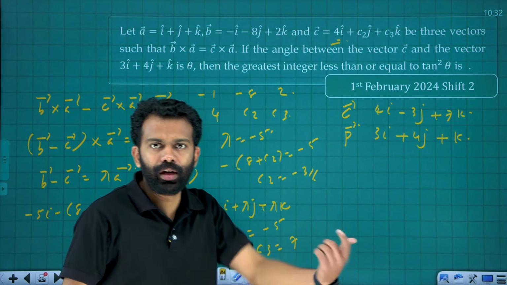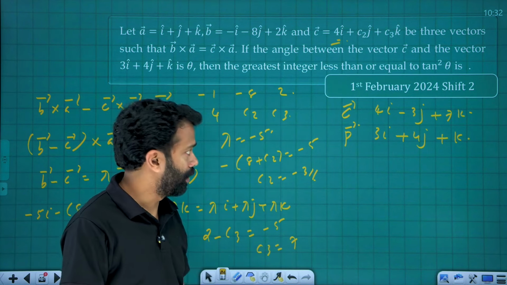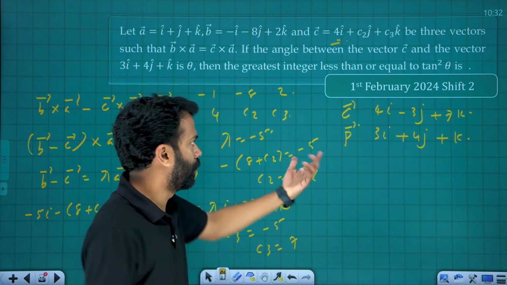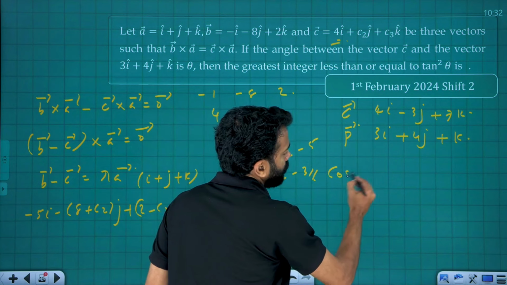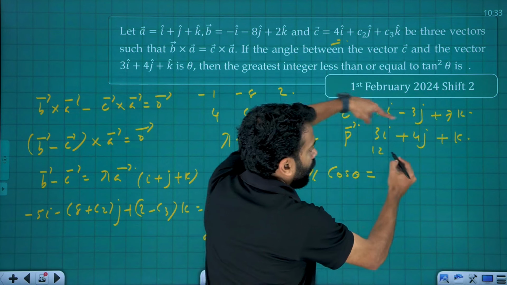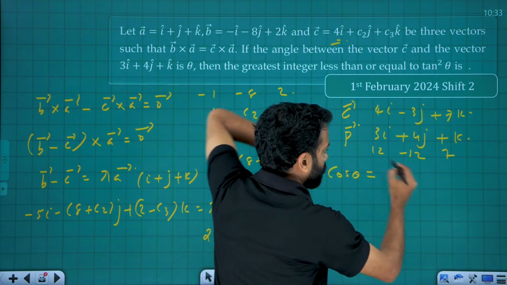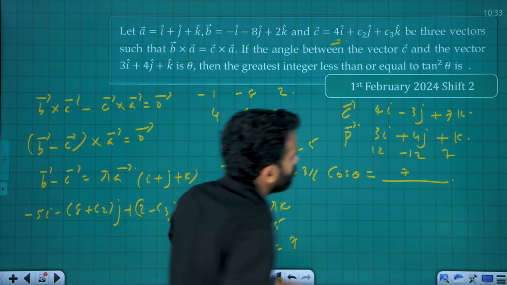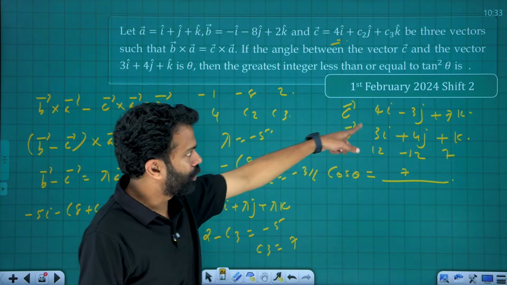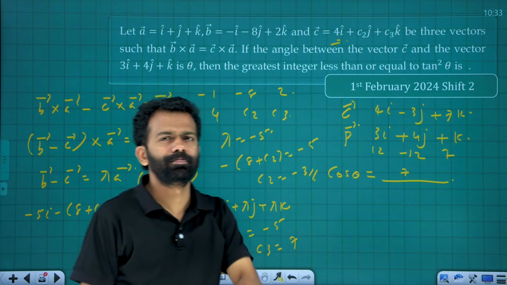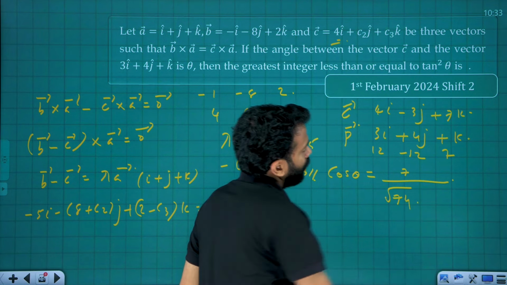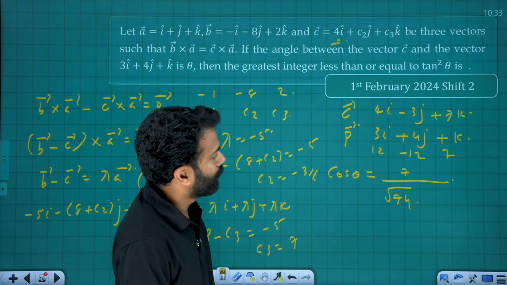Vector C dot vector P divided by magnitude of vector C into magnitude of vector P. And if theta is the angle, cos theta is equal to, what is the dot product of these two vectors? This is 12. Again minus 12 and 7. Interesting. That is 7 divided by, what is magnitude of vector C? 4 square plus 3 square, Pythagorean triplets, 25 plus 49, 74. Root 74 into magnitude of vector P, that is root 26.